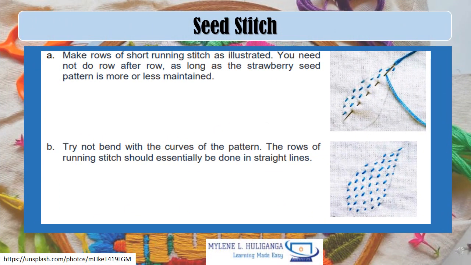Seed stitch. Make rows of short running stitch as illustrated. You need not do row after row as long as the strawberry seed pattern is more or less maintained. Try not to bend with the curves of the pattern. The rows of running stitch should essentially be done in straight lines.